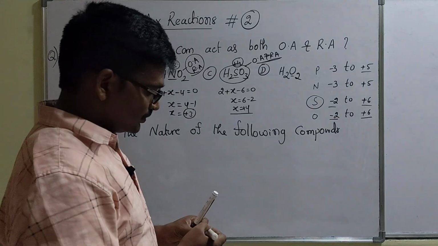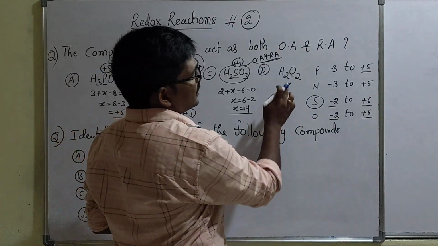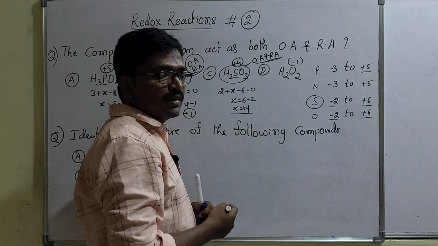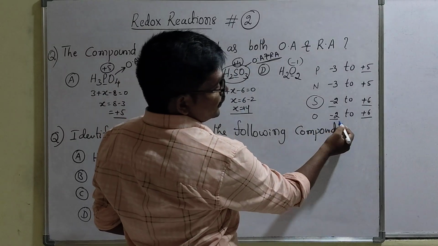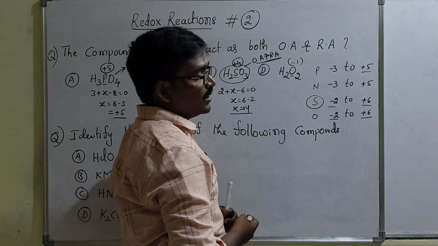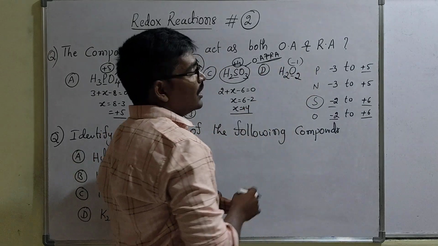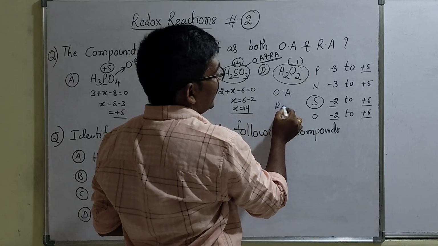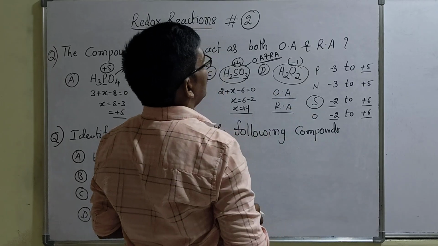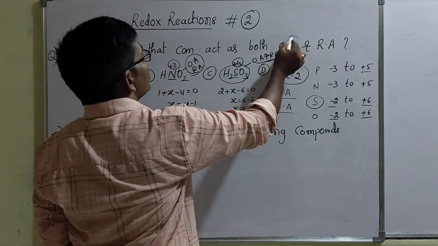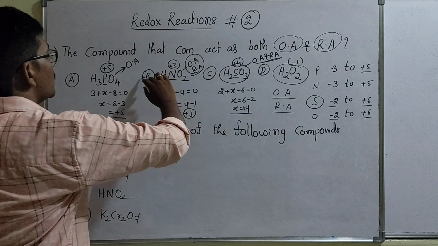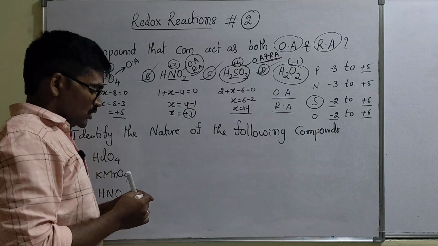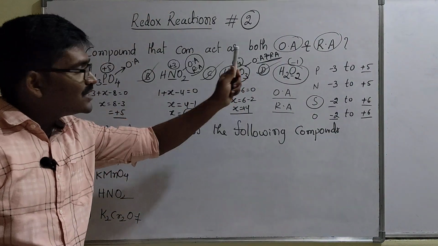Then come to H2O2, hydrogen peroxide. In the peroxide case, minus 1 is the oxidation state, we know that. For oxygen, which ranges from minus 2 to plus 6, this is an intermediate oxidation state, so it also works as both oxidizing agent and reducing agent. So my dear students, which are working as both? Option B, option C and option D. It is a multiple choice question, so all these work as oxidizing agent as well as reducing agent.